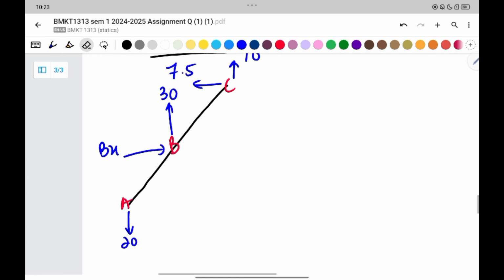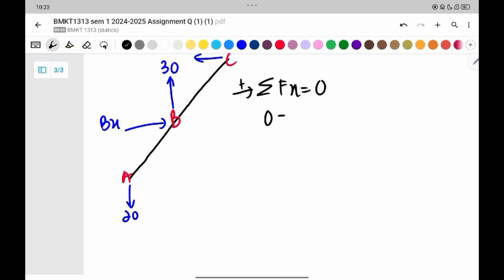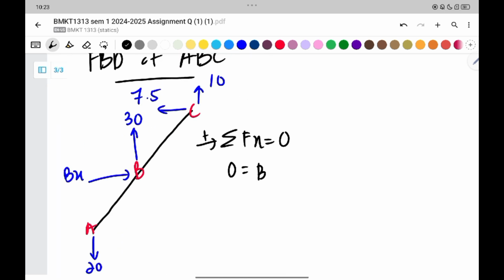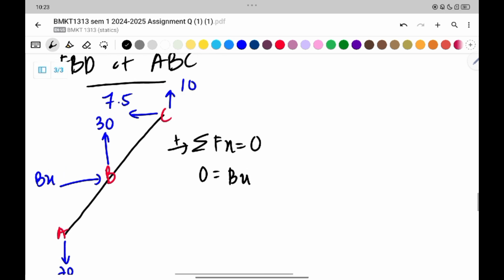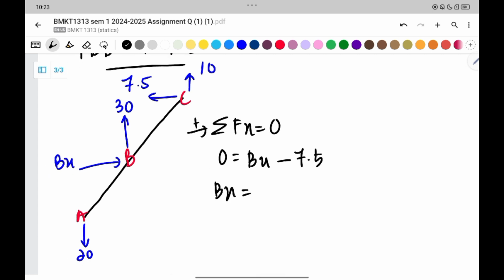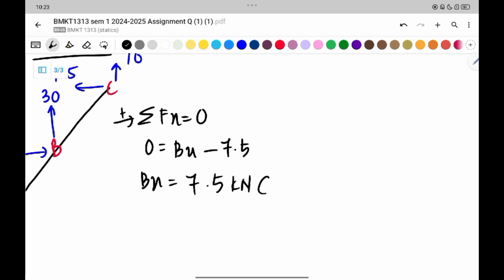Okay, so here we need to find the value of BX only. So we can use the total to the right. Fx equal to 0. 0 equal to BX minus negative 7.5. So here we know that BX equals 7.5. Positive, acting to the right.